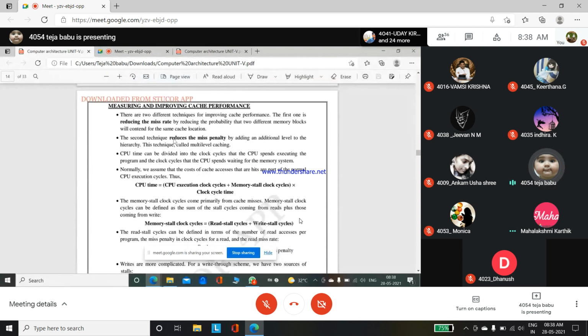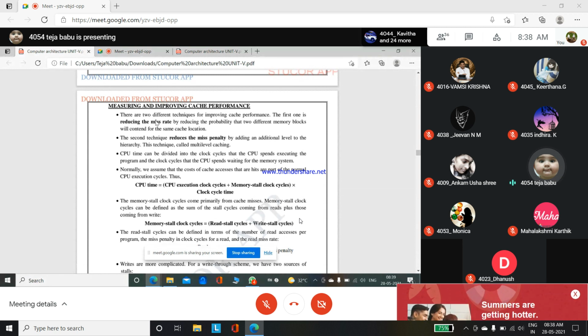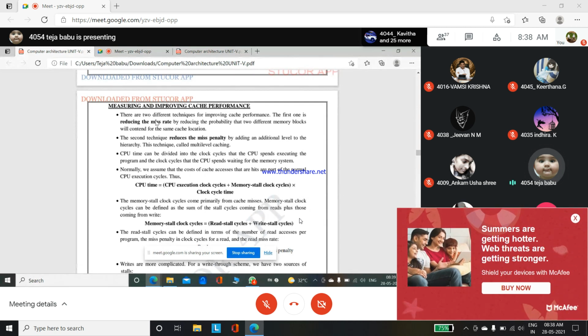Okay, let's discuss the first step. There are two different techniques for improving cache performance. The first one is reducing the miss rate. You should know what a miss rate is. The fraction or percentage of accesses that result in a miss is called the miss rate. So how do we reduce the miss rate and improve the cache performance?